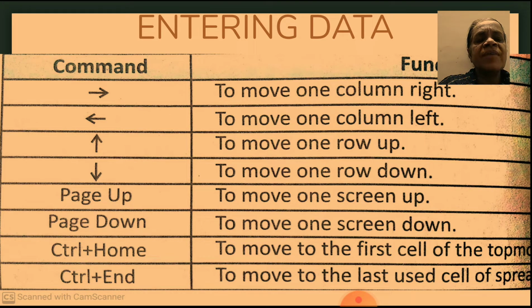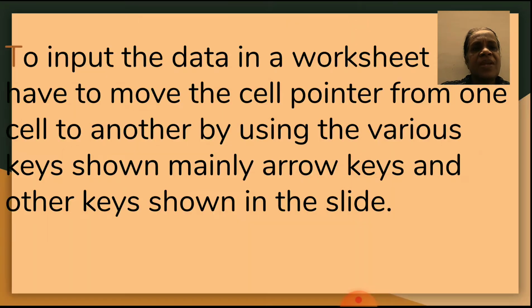Our data may be present in multiple screens. Since in one computer screen we are not able to see the entire data, we have to move screen up and screen down by using the keys called Page Up and Page Down, which are mentioned in the table. Hope you are all understanding. Next, to move to the first cell of the topmost row, we use the key Control plus Home. The CTRL key, the Home key and the End key are present on the keyboard. Just get familiar with all the keys mentioned in the table.